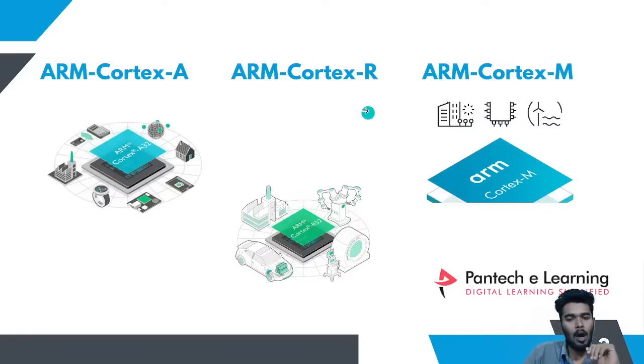Next we will come to ARM Cortex. What does ARM mean? It is for real-time applications. As I said in the previous slide, in EVs and cars, we use real-time controllers and real-time processors only. So these two are processors.